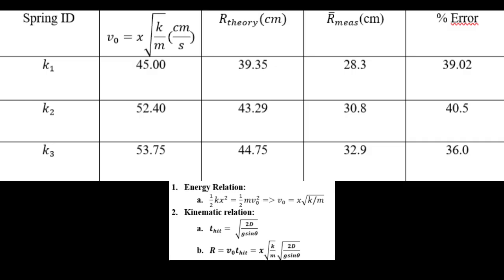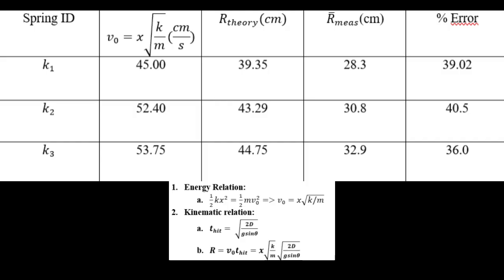Here you see I used the energy relation and kinematic relation to calculate the initial speed and the theoretical range. And after comparing theoretical range with the mean range, I've gotten an average error of about 40%.